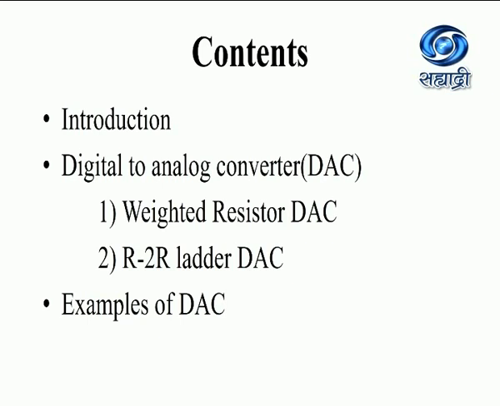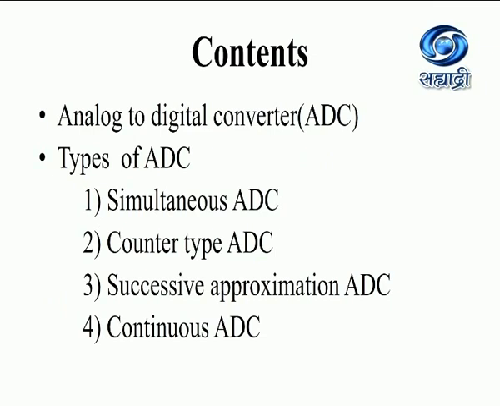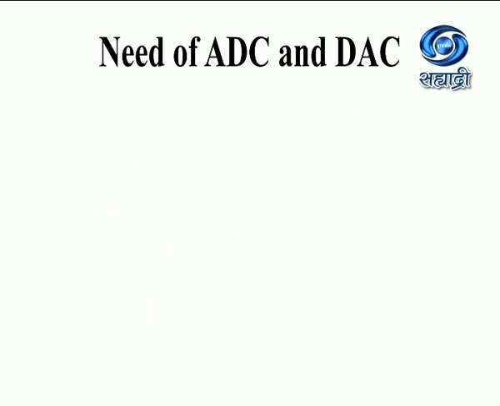Let's see the contents, in which we are going to see the introduction. Then the first part is digital to analog converters, that is DAC. Then we are going to see the types of DAC, weighted resistor DAC and R2R ladder DAC. Then we will see examples of DAC. After that, analog to digital converter, that is ADC. Then we will see types of ADC. There are 4 types of ADC in this chapter, that is simultaneous ADC, counter type ADC, successive approximation ADC, and continuous ADC. So let's start with this chapter.